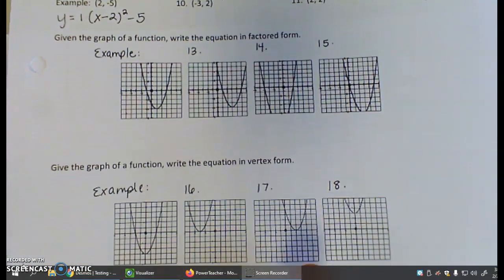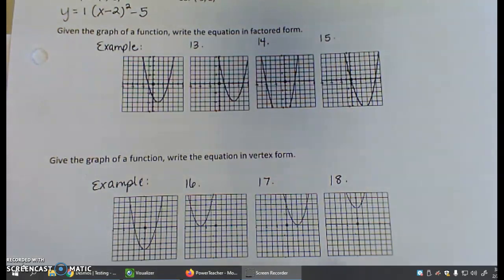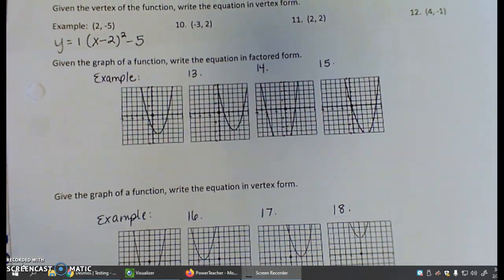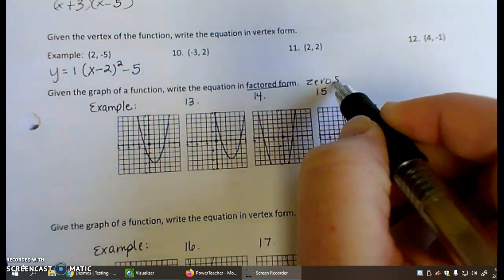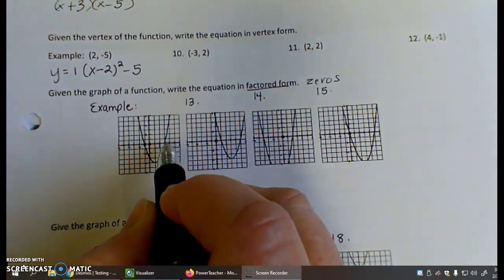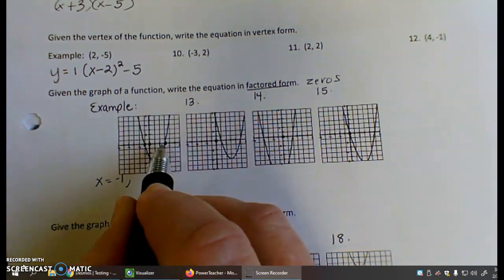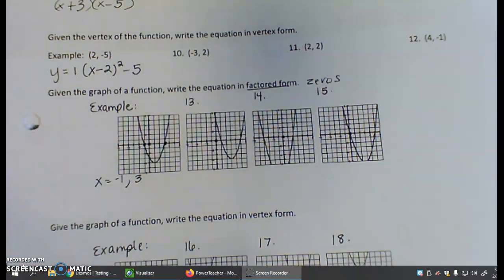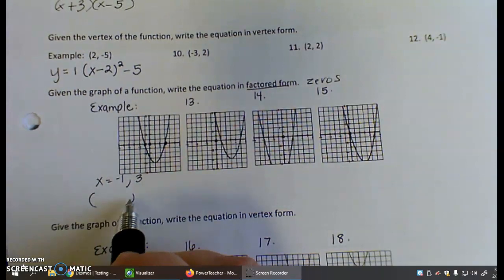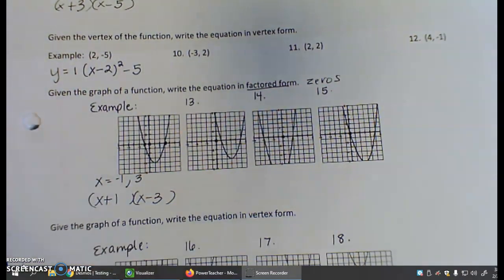Next is some graphs, and so you're going to use these graphs to answer the questions. And it's similar to what we've already done, but you have to use the graphs to do it. So the first example, it says to write the equation in factored form. Factored form, you need the zeros. So let's go and figure out what the zeros are. The zeros are where it touches the x-axis. Here it looks like x is -1 and x is 3. So now if I want to write it in factored form, this is where we write our parentheses and change the signs. So we have x plus 1 and x minus 3.